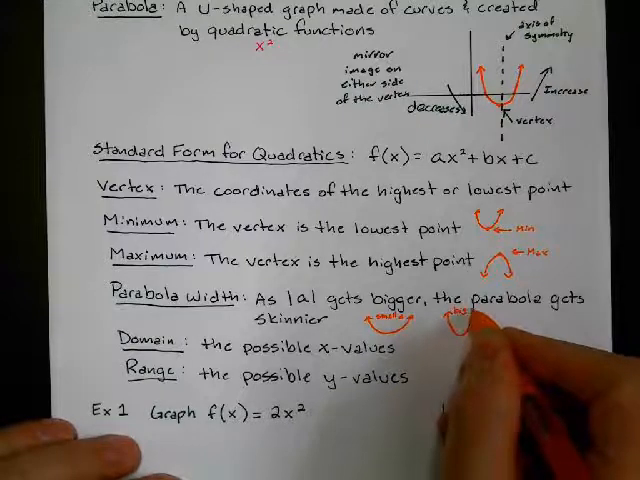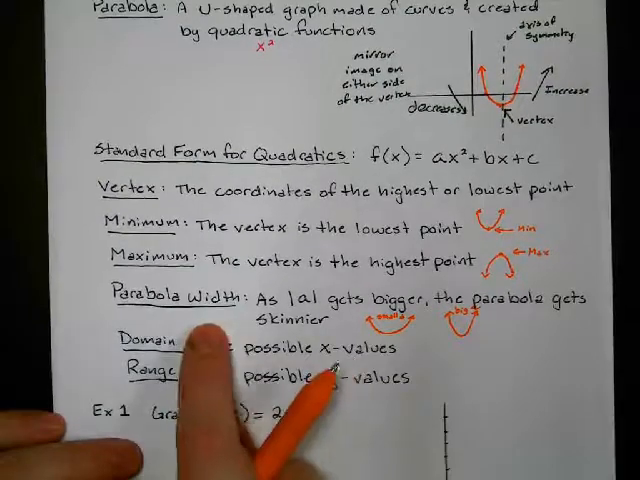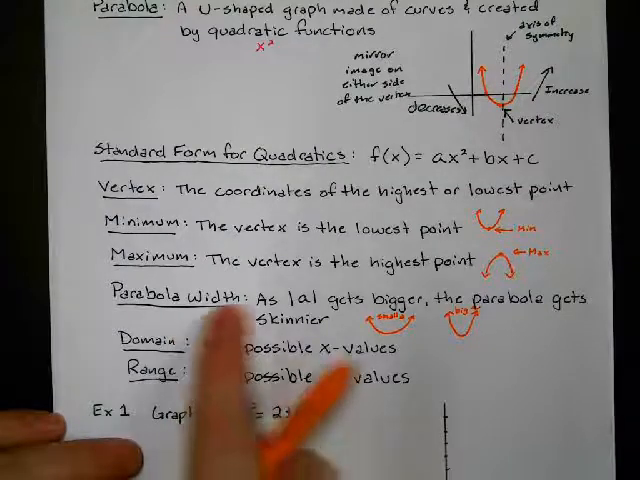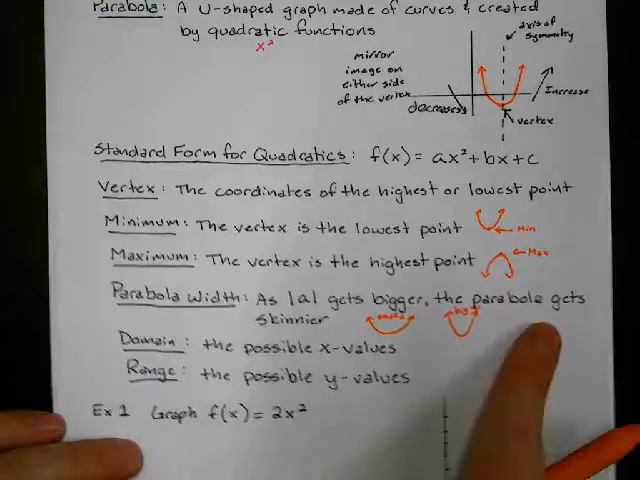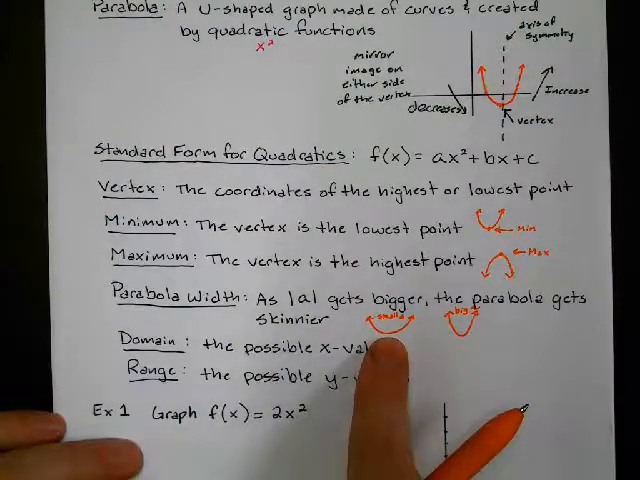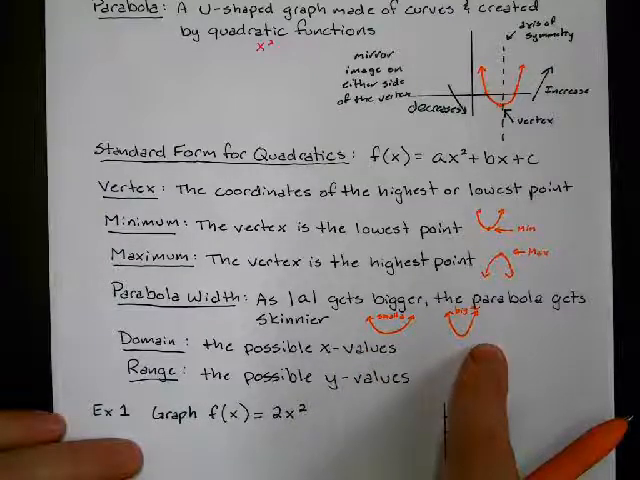Now what's big and what's small? Well, it depends. This really doesn't come into play unless we're comparing two different parabolas. So we talk about their width when we compare one parabola with another one. So the one that has the smaller a value is going to be wider, and the one with the bigger a value is going to be skinnier or narrower.